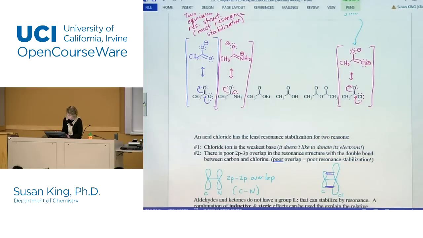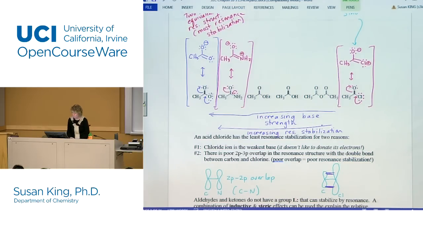Poor overlap is equal to poor resonance stabilization. So what we can say here to summarize, going this direction, increasing base strength. And then this direction, increasing resonance stabilization. So you can imagine if you replace that chlorine with a bromine or an iodine, that's going to be even worse, okay? That's going to be even worse overlap there.